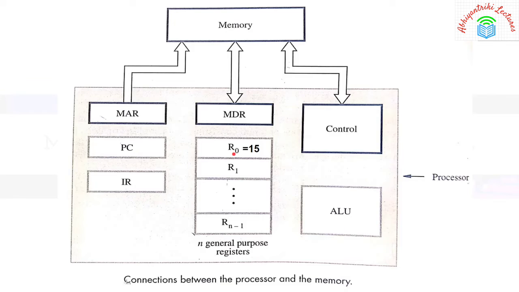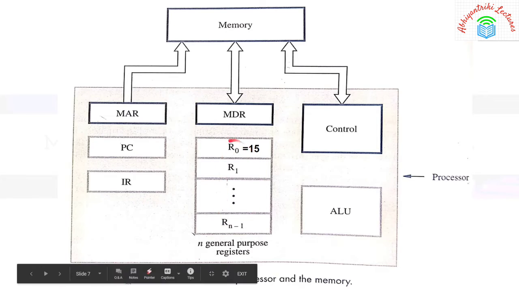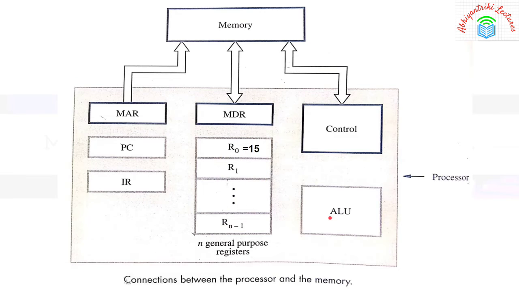These are the processor registers, or general purpose registers. ALU is the arithmetic and logic unit, and IR is the instruction register. Now in this example we are considering R0 equal to 15, and we have two instructions: Load LOCA, R1 and Add R1, R0.